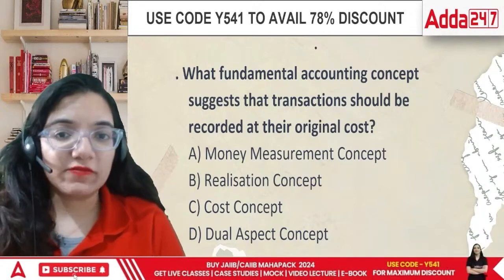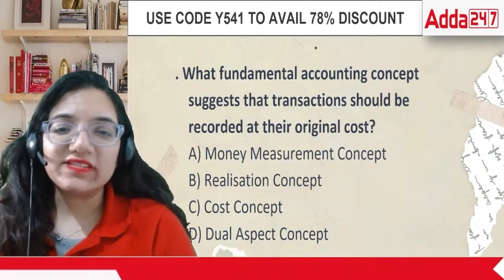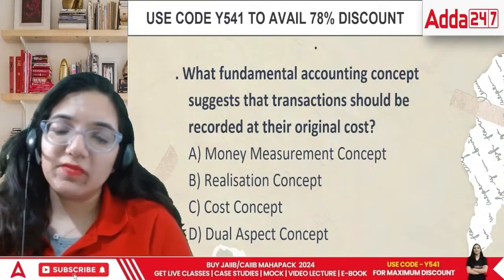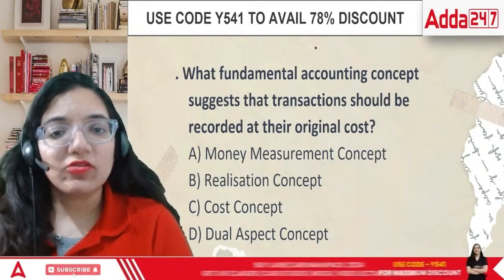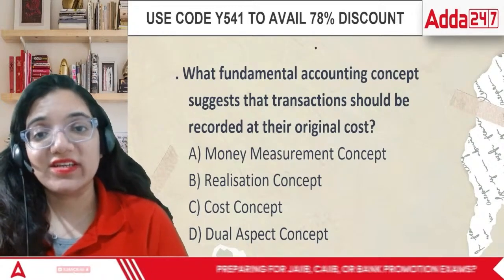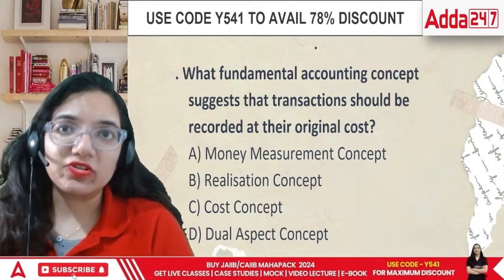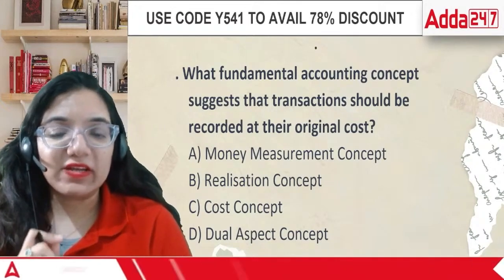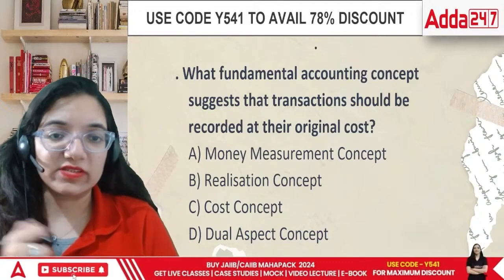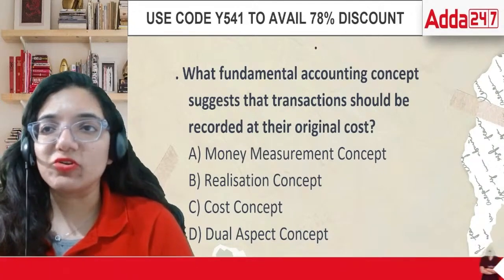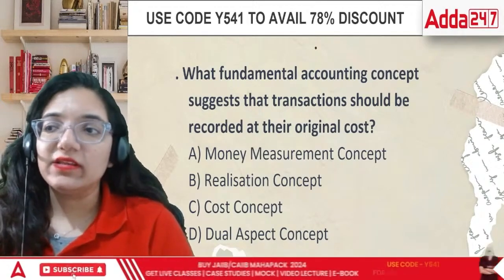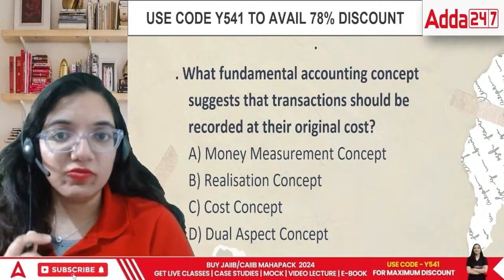Okay, we were talking about what fundamental accounting concepts suggest that transactions should be recorded at the original cost. Number one is the money measurement concept, realization concept, cost concept, or dual aspect concept. Which specific fundamental accounting concept suggests that transactions should be recorded at their original cost? Original cost means the price we paid to purchase that particular thing. Money measurement concept talks about the money that we are using. Realization concept talks about the amount that we are realizing. Cost concept talks about the cost that we are incurring to purchase something.